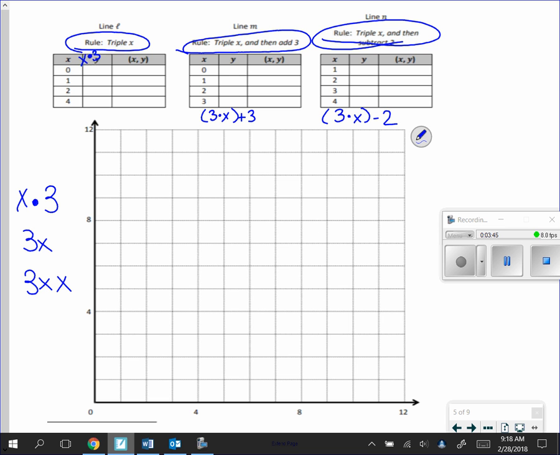So if you have a letter, this is algebra right here, just so you know. Because you have an unknown right here. That's what x is. It's an unknown. So when you plug in, if x is 0, now you can figure out y. So if x is 0, 0 times 3. 0. Thank you for not saying 3. If x is 1, 1 times 3. If x is 2, 2 times 3. 6.